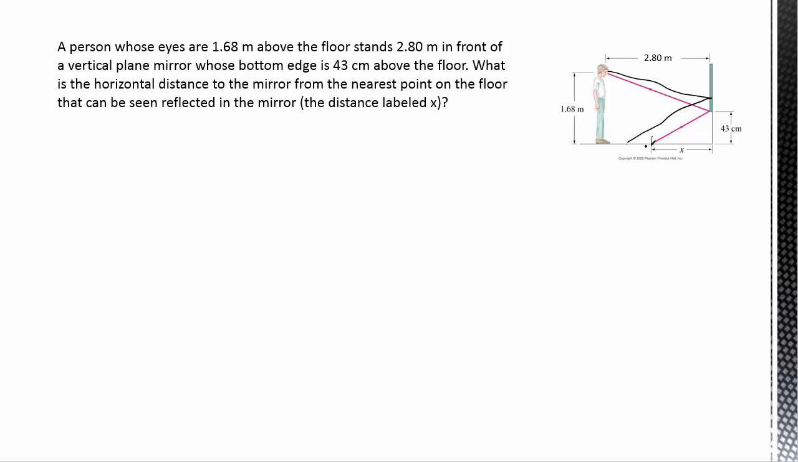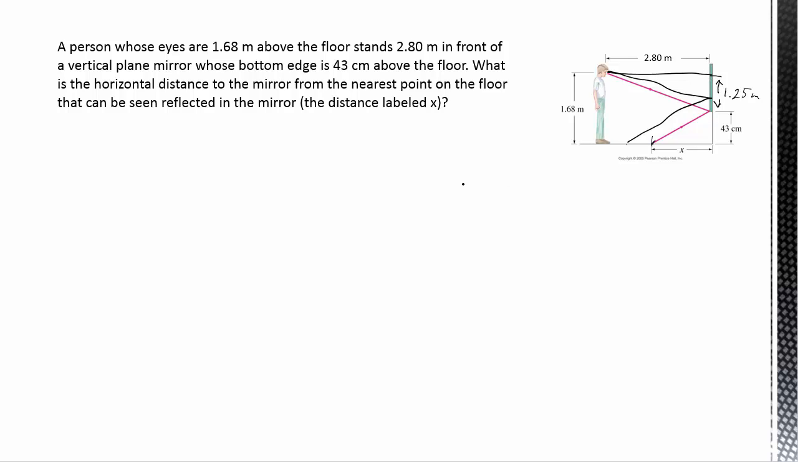What is the nearest distance to the mirror that you can see in the bottom of the mirror given these dimensions? So first of all, if we think about the level of our eyes here, so we draw out a line, and then we look at this distance here, that's going to be the 1.68 from the ground to our eyes minus 43 centimeters, or 0.43 meters, and that is going to give us 1.25 meters from the bottom of the mirror to the level of our eyes.